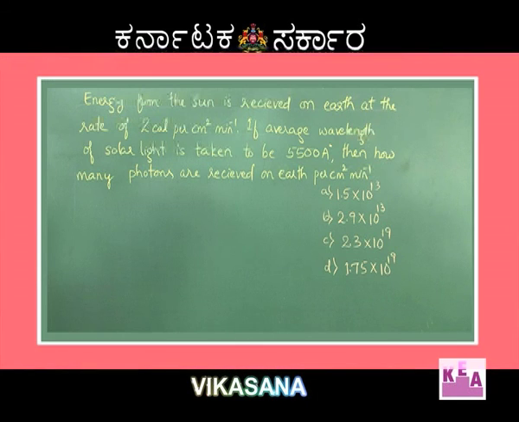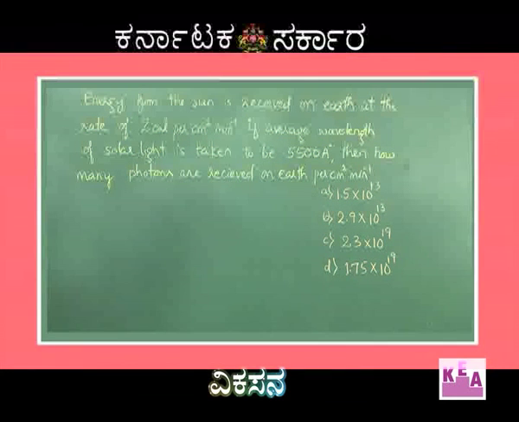The next problem is like this, dear students. Energy from the sun is received on earth at a rate of 2 calorie per centimeter square per minute. If the average wavelength of solar light is taken to be 5500 angstrom units, then how many photons are received on earth per centimeter square per minute? Options are A 1.5 into 10 power 13, B 2.9 into 10 power 13, C 2.3 into 10 power 19, and D 1.75 into 10 power 19.